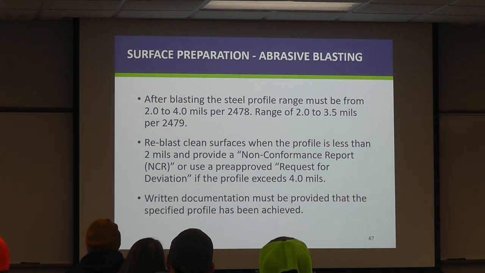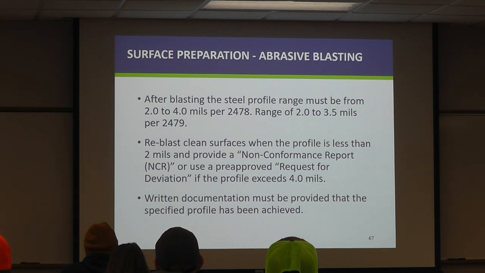Let's see. The anchor profile will be something that you check when they're done blasting. There is a spec for 2478 and for 2479. So if they're doing a field repaint and you're going by 2478, you look for an anchor profile of 2 to 4 mils. What an anchor profile is, basically, you've got that surface area of your steel, and when you run your hand over it, you feel it's just slightly coarse.